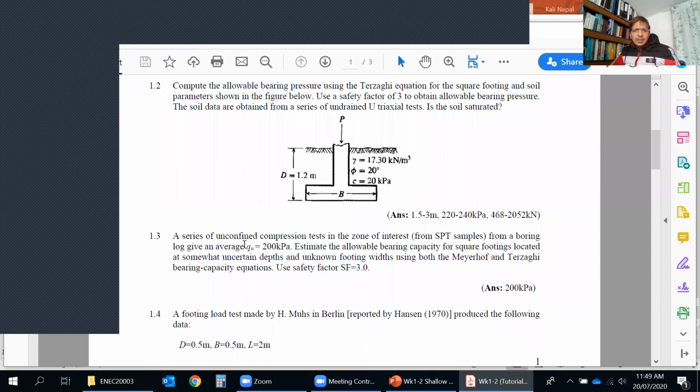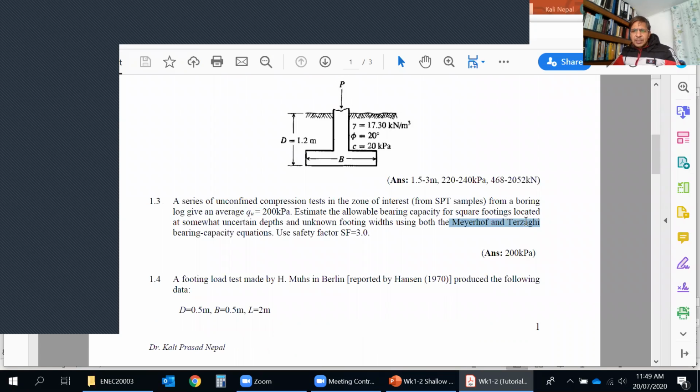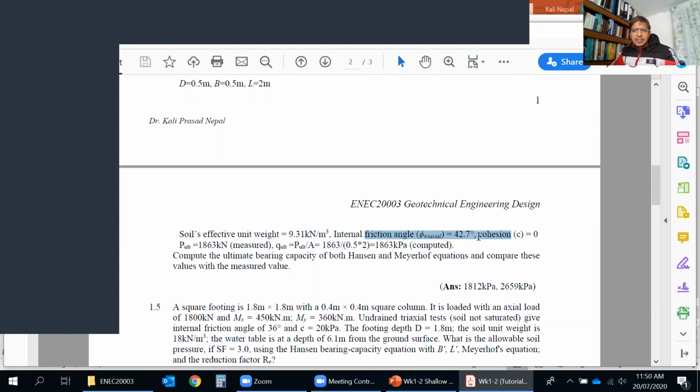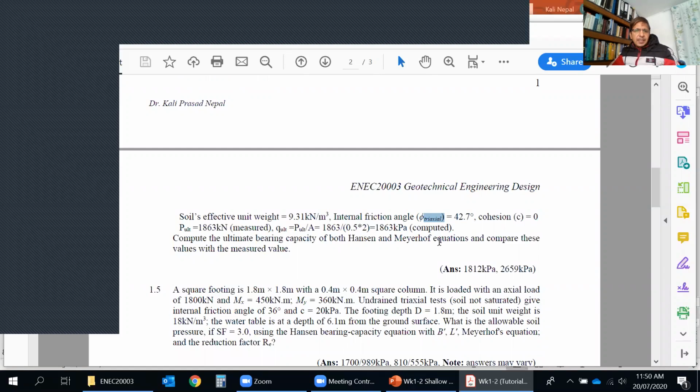This one also has Q given, the average Q from the SPT test. You can use the Meyerhof and Terzaghi equations to get better results. D, B, L, unit weight and friction angle are given, and the friction is from triaxial, which is a very big value. This morning, I considered phi to be very big, more than 32 degrees, so it is better to convert it to the plane strain condition. There is an equation to convert triaxial phi, and that's why I wrote phi triaxial here.